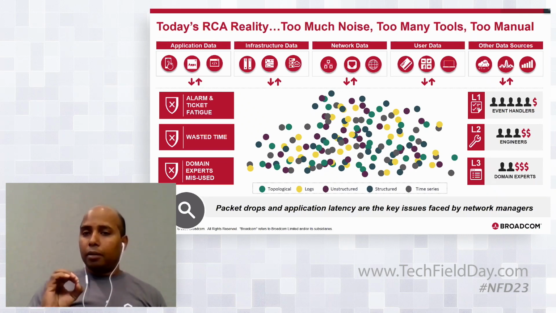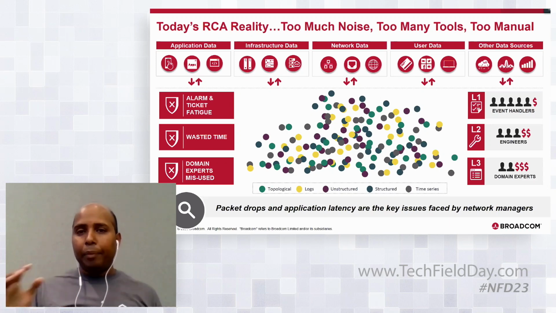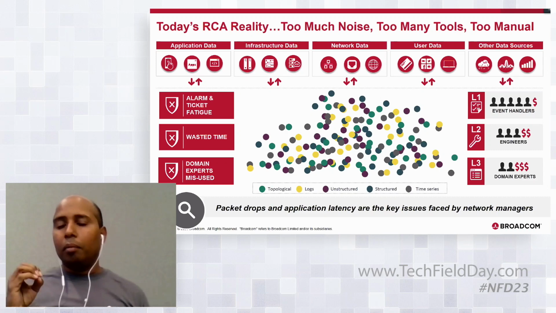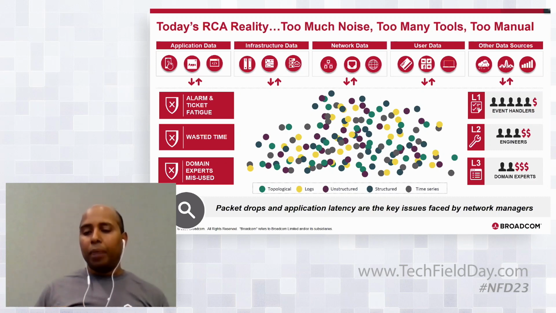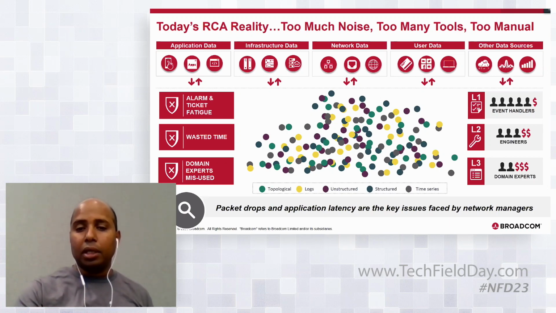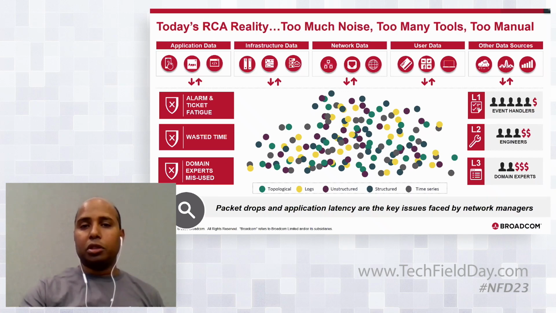So the packet drops, right? Packet drops happen all the time in the network. Packet drops and analyzing why applications are experiencing latency are the two key areas that network managers are facing today. So I'll explain how Broadcom is addressing those issues.